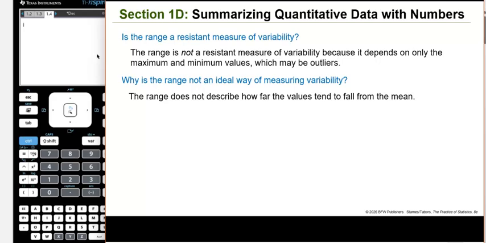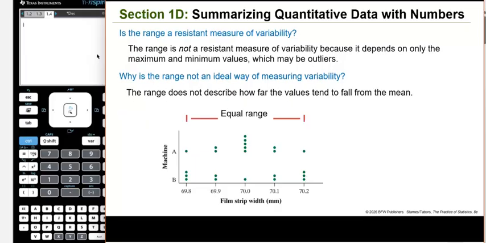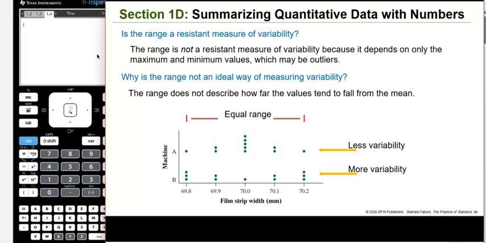We want to find out how far the typical value falls from the mean. So that's more of a standard deviation there. You can see these have the same range, the same center, but one has a lot more variability to it. In B, the values typically are far away from the mean, whereas in A, the values typically are pretty close to the mean. So they would have equal range, but more variability for sure in the second set there.